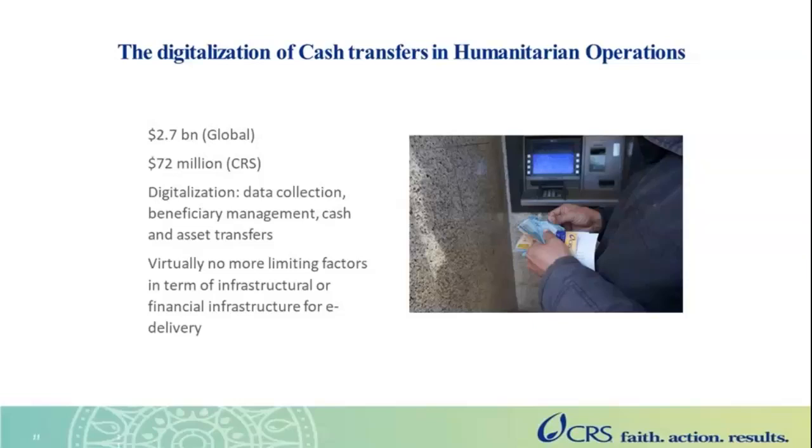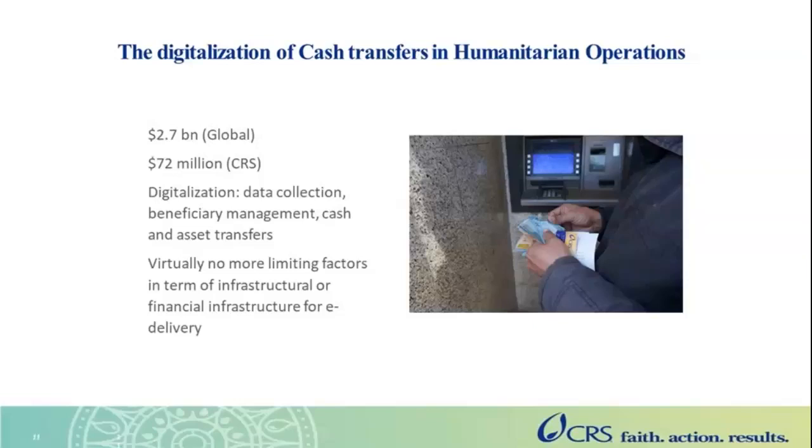CRS pioneered cash-based programming in 2001, it's not new, with an innovative voucher agriculture fair in Uganda. What's new, though, is the use of technology and the digitalization of cash transfer. In terms of volume as well, it increased significantly. For fiscal year 2017, for example, CRS and its local partners transferred more than $72 million in cash or vouchers to beneficiaries in 44 countries. It's probably underreported, and not all of it is digital, but that gives you an idea about the trend.